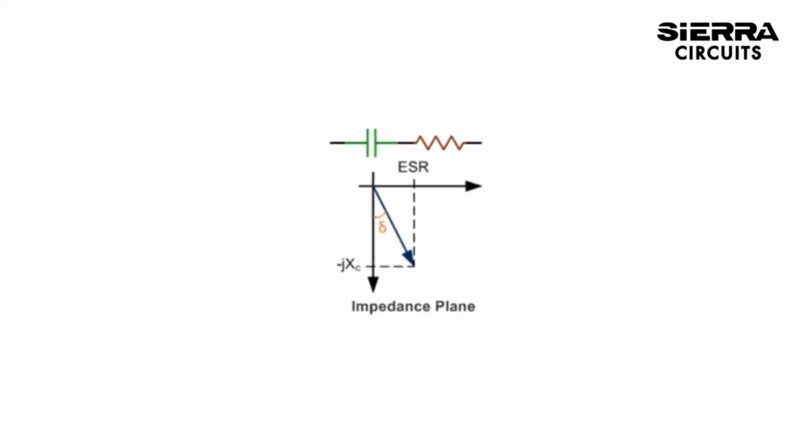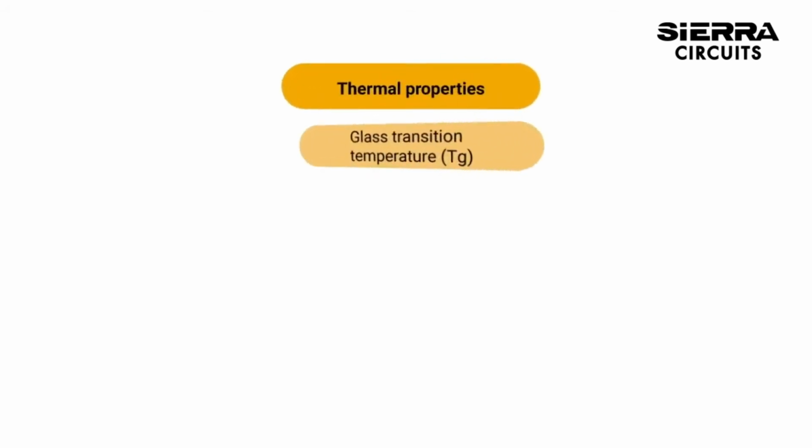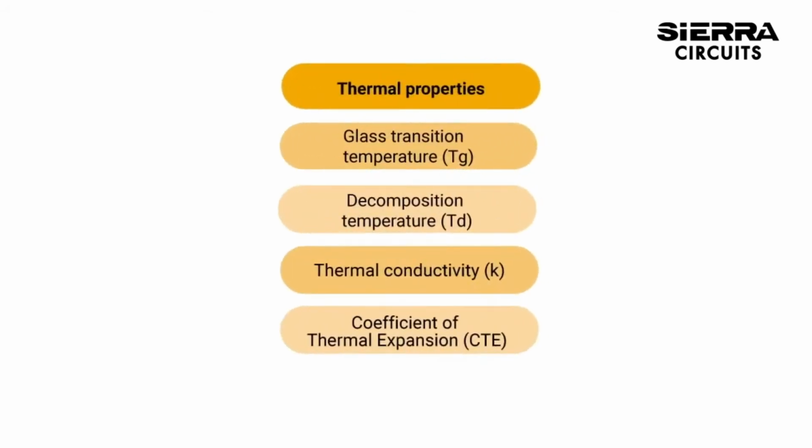The loss tangent or dissipation factor is the phase angle between the resistive and reactive currents in the dielectric. Low values of DF result in a fast substrate, while large values result in a slow substrate. Thermal properties include glass transition temperature, decomposition temperature, thermal conductivity, and coefficient of thermal expansion.